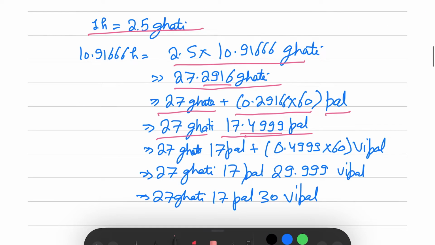Again we have a fraction value and a lower unit available. So it is 27 ghati, 17 pal, and this 0.499 multiplied by 60 gives vipal, which comes to 29.9999 vipal. So we can round it off to 30 vipal. So the answer is 27 ghati, 17 pal and 30 vipal.